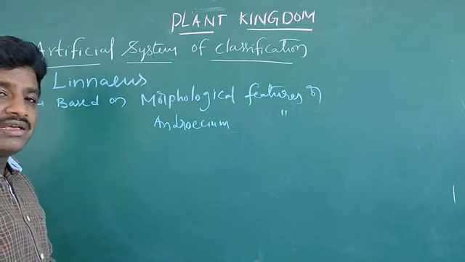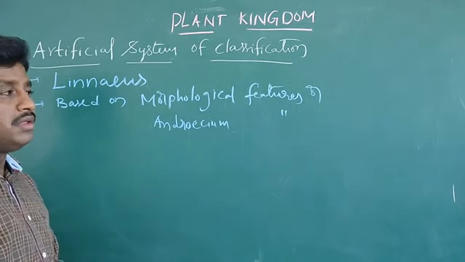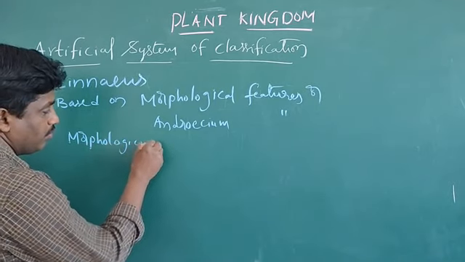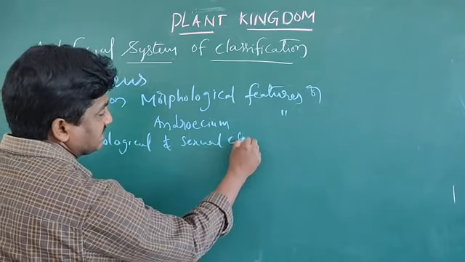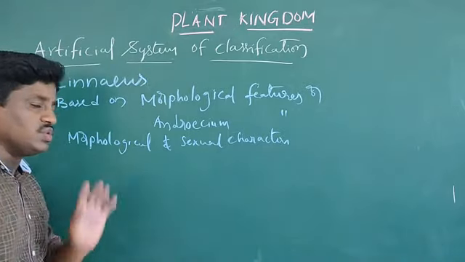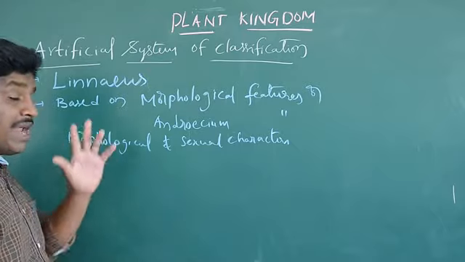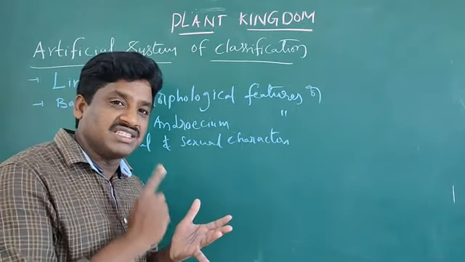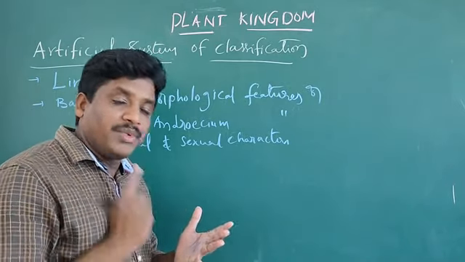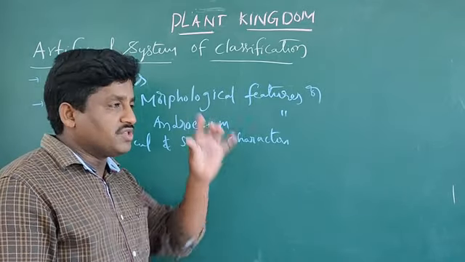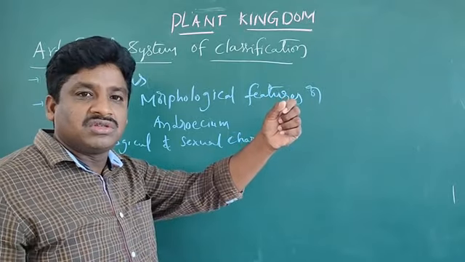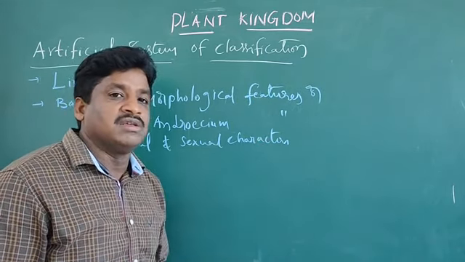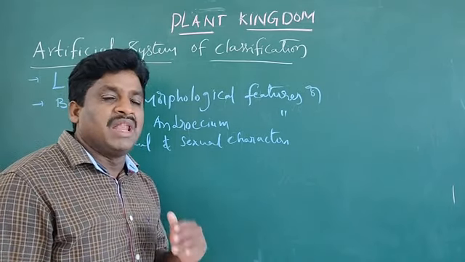Later, the scientists gave equal weightage to morphological and sexual characters. So see, what are the morphological features? The plants are categorized based on morphological features. Morphological means, if you see the root, what kind of root system? As I said in the last class, it is the taproot system or fibrous root system. Stem: if you take a plant, you can visibly see the stem features. Next, if you see leaves, what are the features? We discussed all of these features in the morphology of plants.